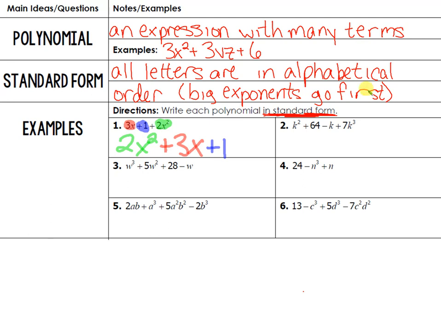Same thing on my next set. My biggest exponent is k to the third. So my problem is going to start out 7k to the third. My next biggest exponent is k squared. So plus k squared. And then I have this minus k by itself. And then my number that doesn't have an exponent at all, plus 64.